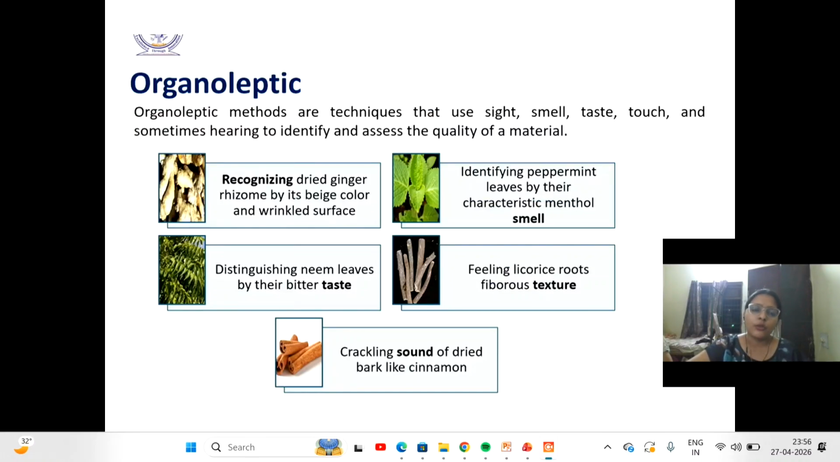For example, for medicinal plants, it's like recognizing dried ginger rhizomes by their buff color and wrinkled surfaces. Identifying peppermint leaves by their characteristic menthol smell, distinguishing neem leaves by their bitter taste, licorice roots by their fibrous texture when feeling them, and the cracking sound of dried bark like cinnamon.